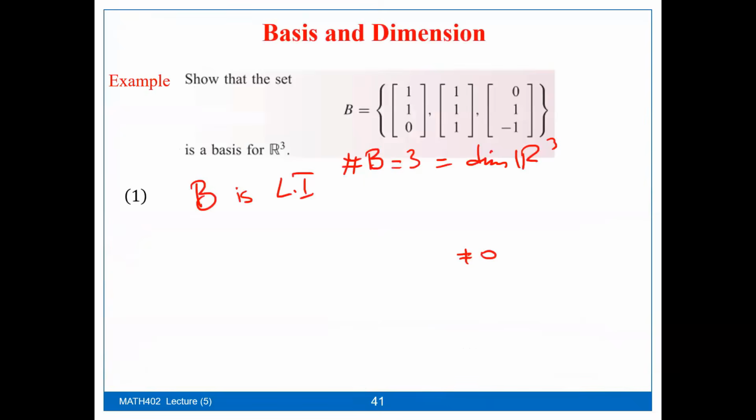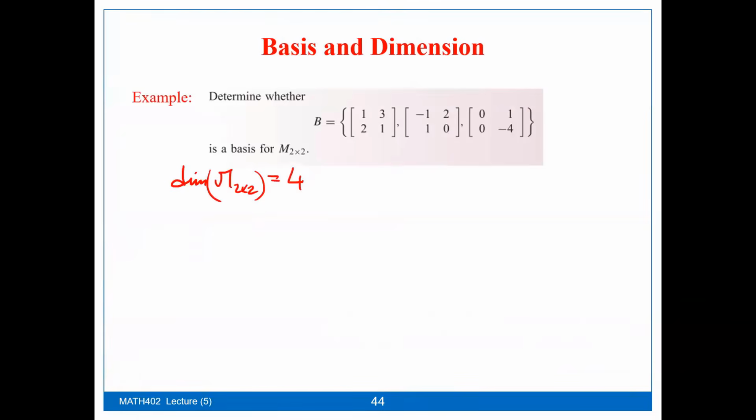And here the set B is given to me. How many vectors does it have? What's the number of elements of B? How many vectors are there? 3. So here we see that these numbers are different. So, of course, B is not a base. It cannot be a base of M2 by 2. It doesn't have enough vectors to be a base.